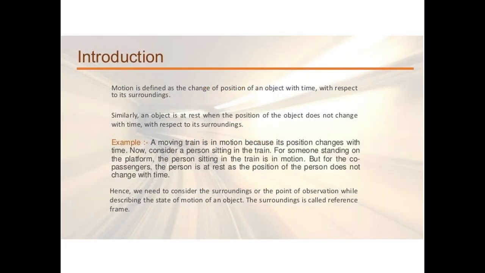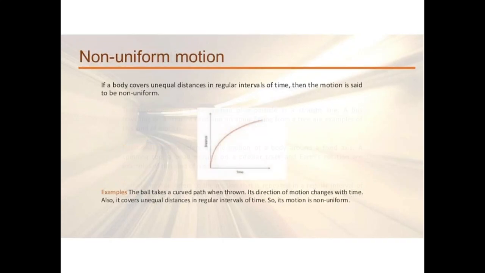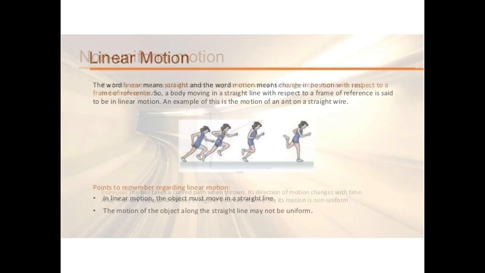What is motion? What are the different types of motion? And there I told you that motion is defined as change of position of any object with respect to time. If anything is moving, then it is said to be in motion. There we came to know about the types of motion, which were translatory, rotational and periodic motion. Then we came to know about non-uniform motion, like if a body covers unequal distance in an equal interval of time, then that motion is said to be non-uniform.